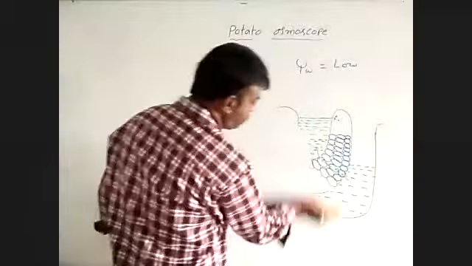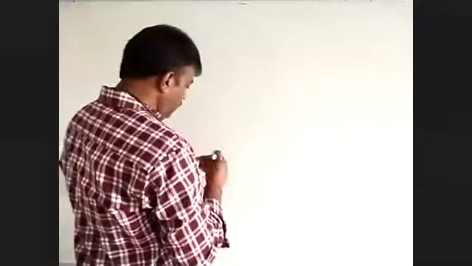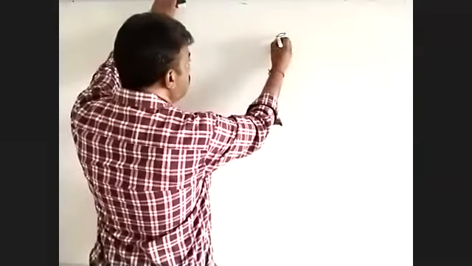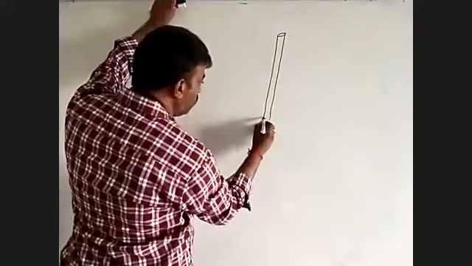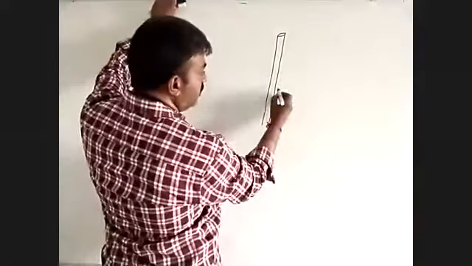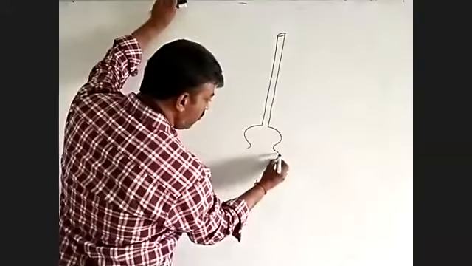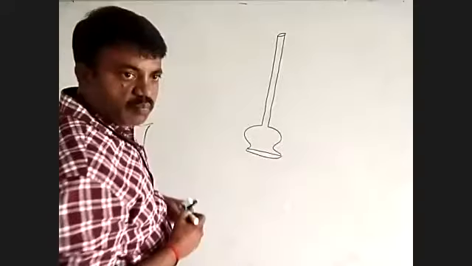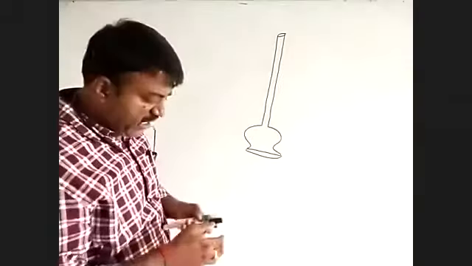Come to the next one, the Thistle funnel experiment. In this, a glassware with a capillary tube, a long narrow tube, is called a Thistle funnel, and it has a broad mouth on one side. It is a glassware, okay, right.